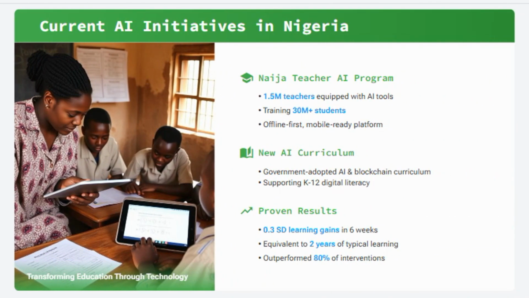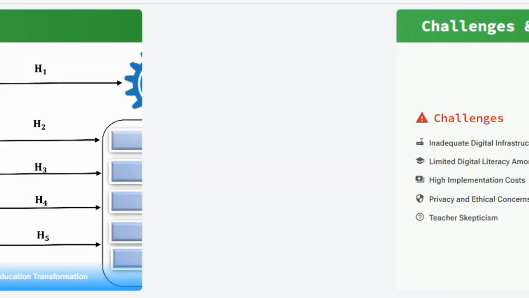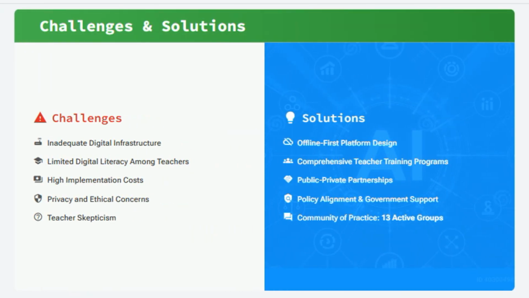Okay, so this one talks about current AI initiatives in Nigeria, the Teacher AI program where we have 1.5 million teachers equipped with AI tools and so on, proven results, new AI curriculum coming up, and then we can talk about the future prospects and opportunities. So the setting and everything in terms of the slides is superb. It gives you the challenges and solutions depending on what you are trying to create.